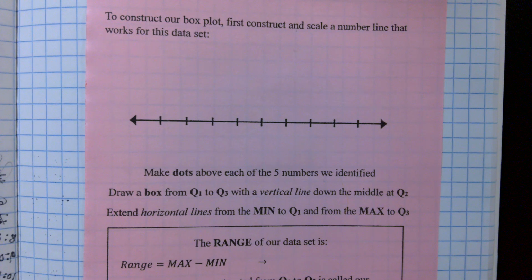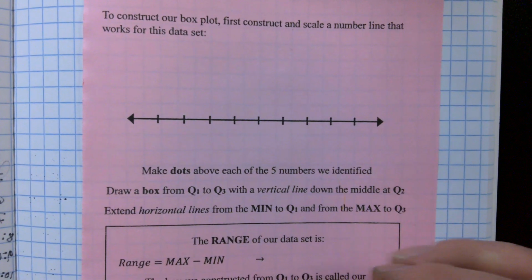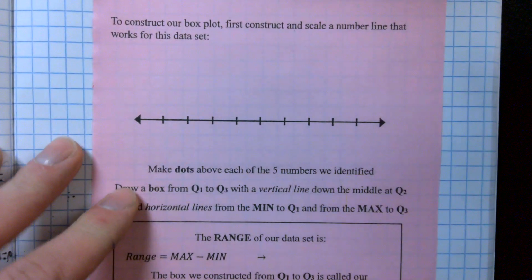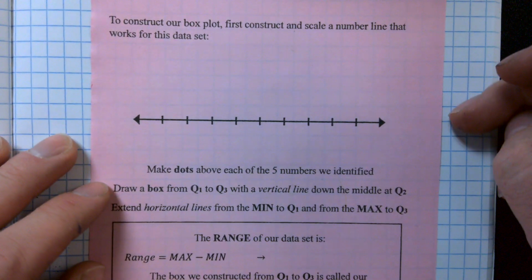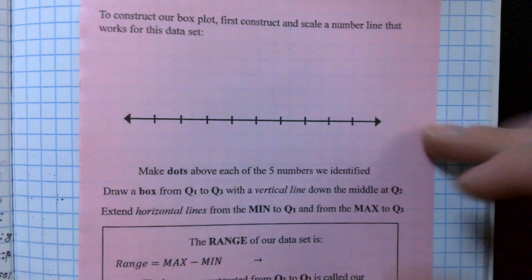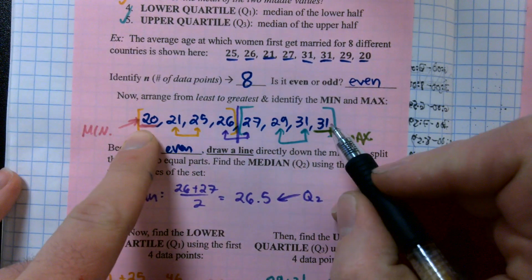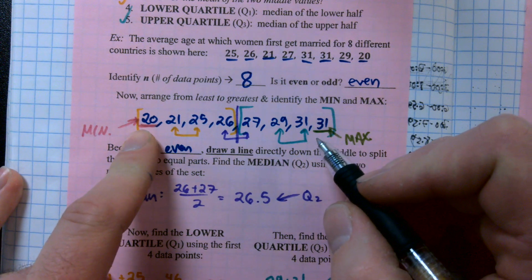All right, let's take a look. So if we're going to construct our box plot, first we got to scale our number line. Okay, so here's my number line. Let's look back at my range of values here. My ages range from 20 to 31.